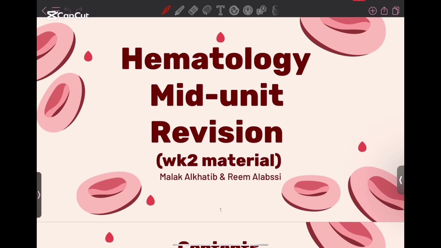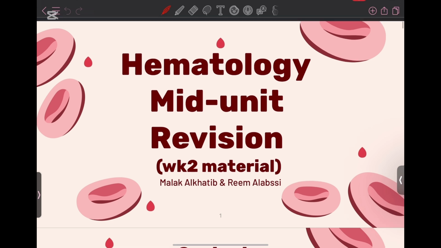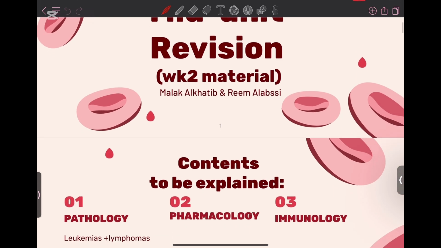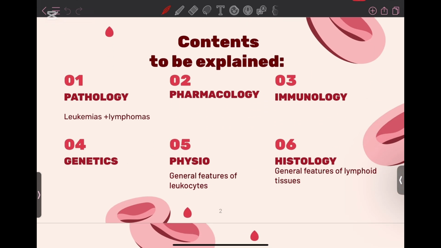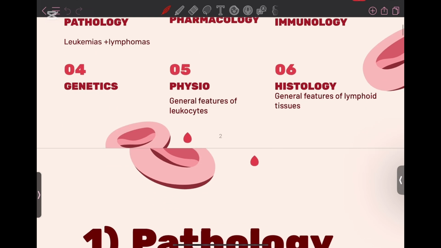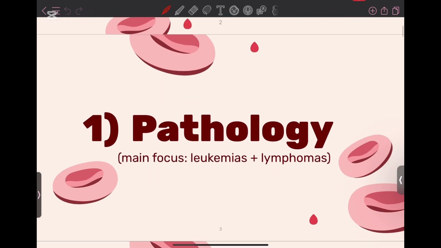Hello everyone. So for today we're going to be explaining the hematology mid-unit revision, which consists of week 2 material. Hopefully it's going to be straightforward, easy and short. Okay, so for the contents we're going to be covering all the disciplines starting from pathology, pharmacology, immunology, genetics, physiology and finally histology. Okay, let's start off with pathology.